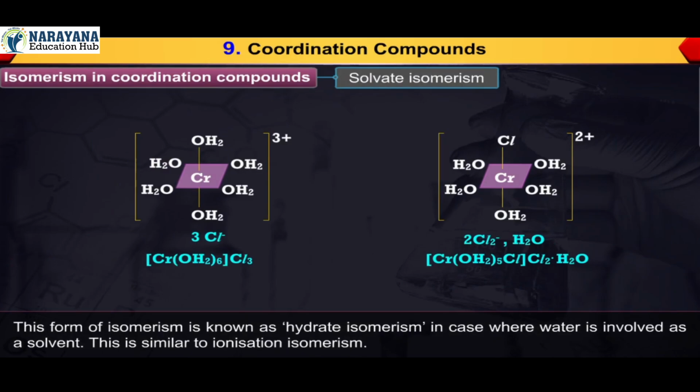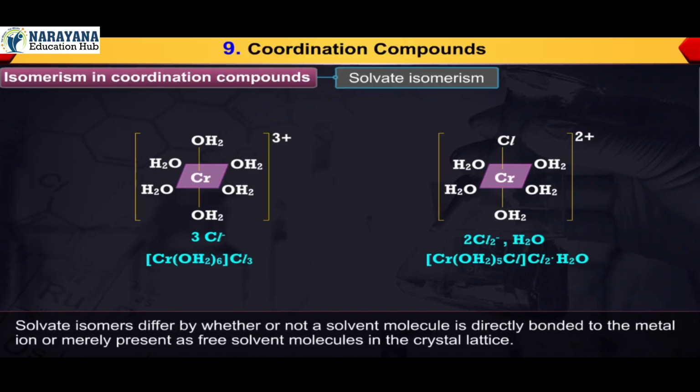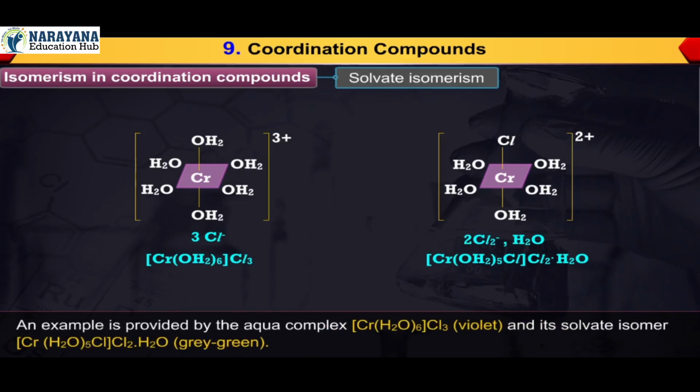Solvate isomerism. This form of isomerism is known as hydrate isomerism in case where water is involved as a solvent. This is similar to ionization isomerism. Solvate isomers differ by whether or not a solvent molecule is directly bonded to the metal ion or merely present as free solvent molecules in the crystal lattice.